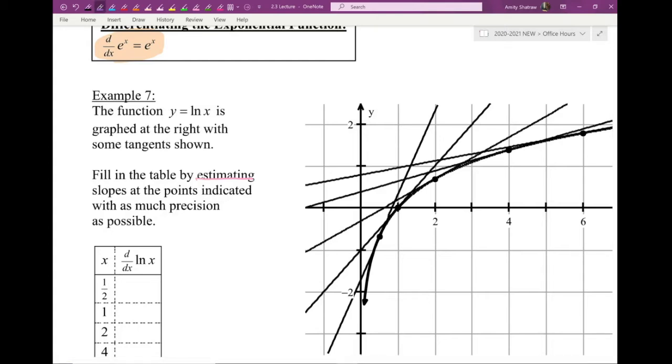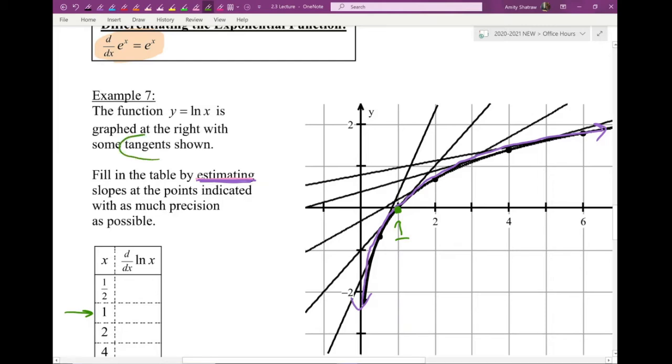With this investigation, we wanted to estimate some slopes. I'm looking at the graph of y equals the natural log of x, and it's kind of hard to see on this picture. I hope you can see that purple line is the natural log of x. Since there's a bunch of lines here, it's very hard to mentally figure out what those slopes are. Say, for example, that I'm talking about x equals 1. That would be this point right here. It says fill in the table by estimating slopes at the points indicated with as much precision as possible.